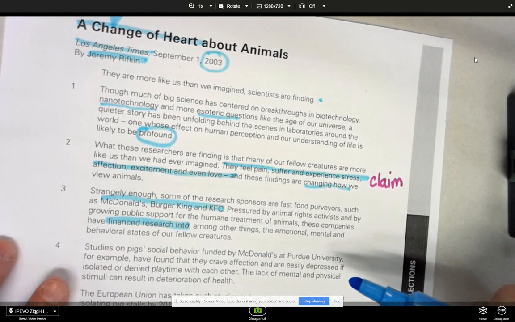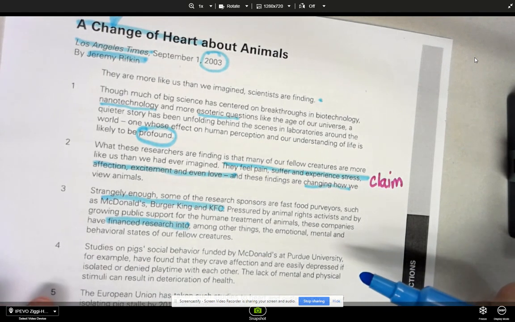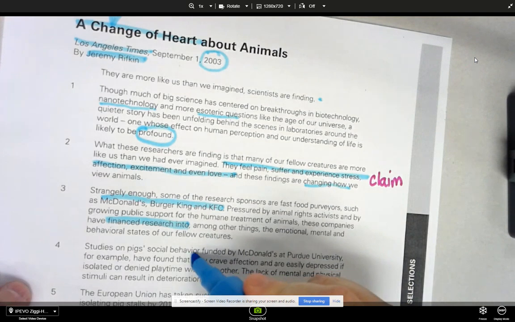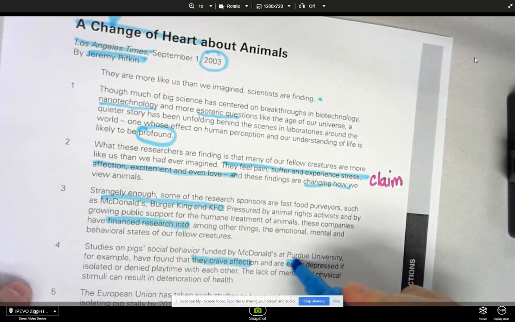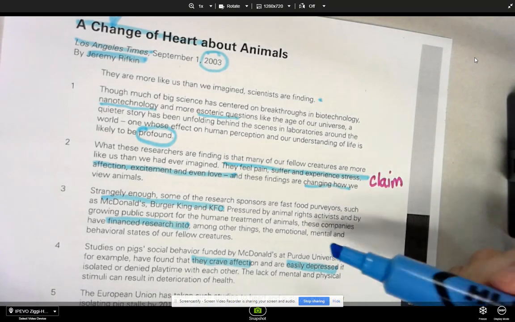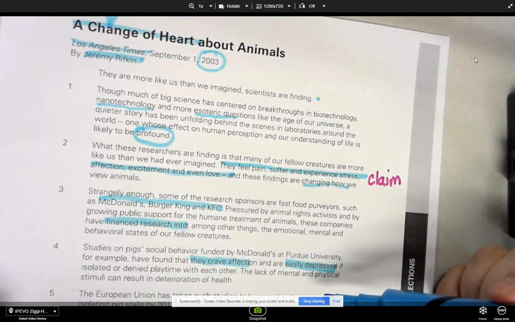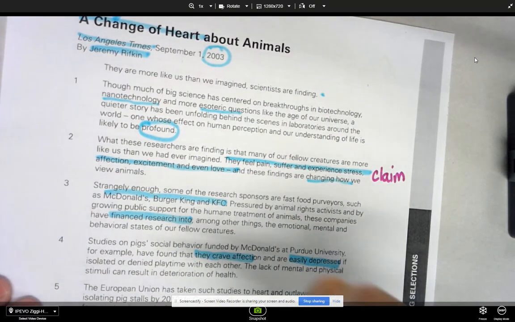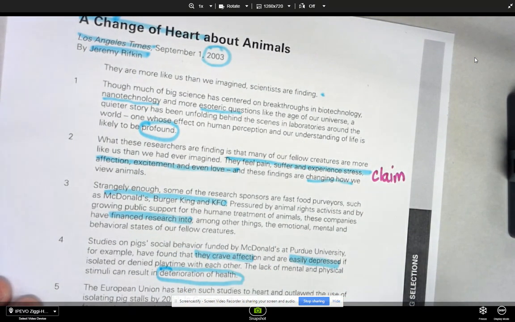"Studies on pig social behavior funded by McDonald's at Purdue University, for example, have found that they crave attention and are easily depressed if isolated or denied playtime with each other. The lack of mental and physical stimuli can result in deterioration of health." I think this is another important phrase here. I'm going to circle that.